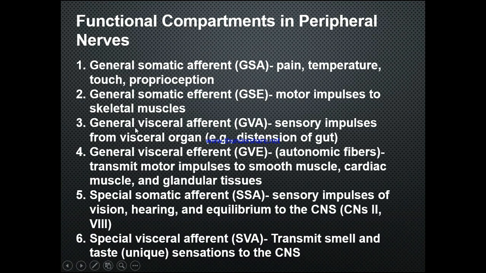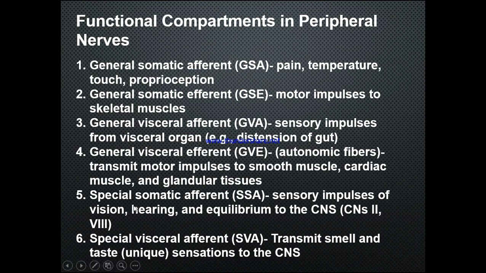Then we have just general visceral afferent, GVA, sensory impulses from the viscera, organs, e.g. distension of the gut, etc. Then we have the motor response, the general visceral efferents. This is autonomic fibres, and this is transmitting motor impulses to smooth muscle, cardiac muscle and glandular tissues.